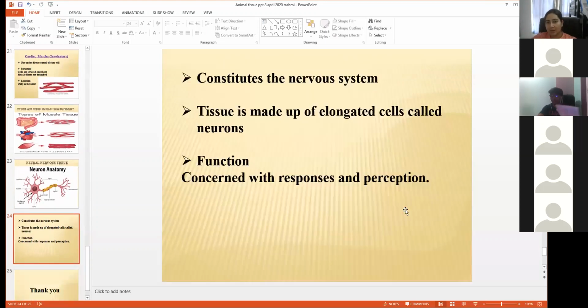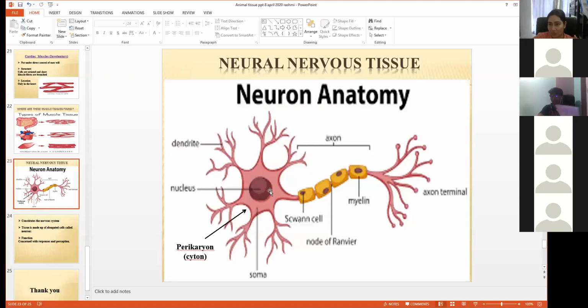Okay. So what does this tissue consist of? The tissue constitutes the entire nervous system. It is made up of elongated cells called neurons. And what is the function? It is concerned with responses and it is concerned with perception. Perception means you are able to understand things. Why are you able to understand? Now I'm saying something. You are able to gauge that yes, your teacher is saying something. Who is doing this? Because the messages are passed on by the neuron to your brain.